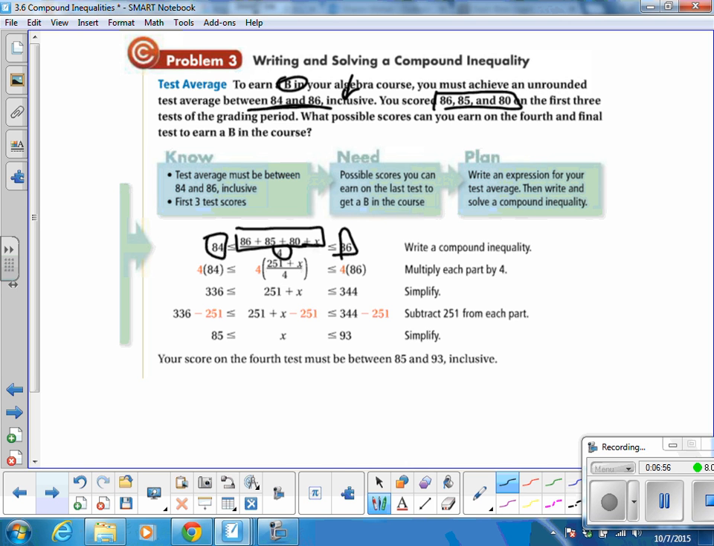Now notice a couple of details here. Even when I have a compound inequality, to get rid of my divided by 4, I multiplied by 4, but as long as I do it to all the pieces, it completely works. It keeps the integrity of the problem. So I multiplied everything by 4. The same thing happens down here when I have my 251. I subtract 251 from all the pieces, and I can do that as long as I do it to everything, and I end up with my answers. The 4th test must be between 85 and 93 inclusive.